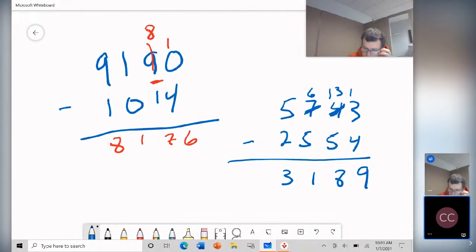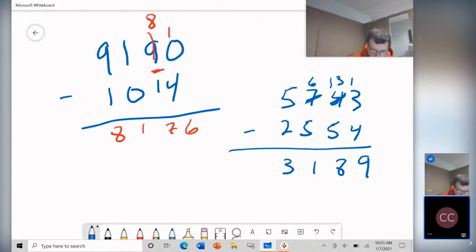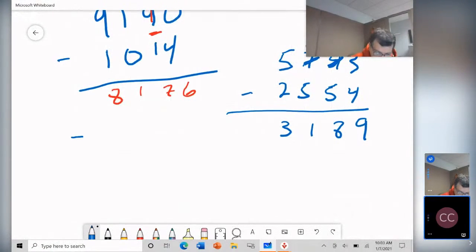Okay. So I mentioned this the other day. Whenever your top number is smaller than a bottom number, you're going to have to borrow from the next number over. Okay. Let's do one with the 0 in there. So we'll do 7, 9, 0, 6, minus 3, 9, 5, 0.